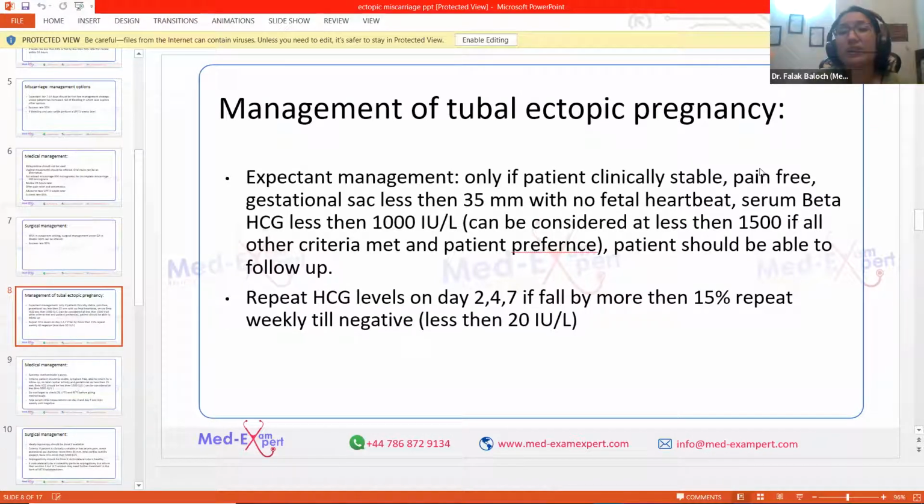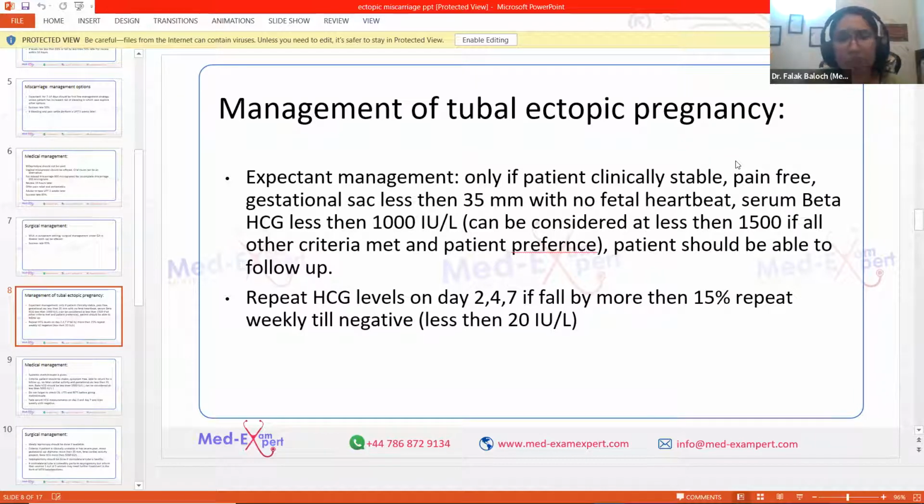The presentation of ectopic pregnancy can be highly variable. Even sometimes it can mimic UTIs or GI disturbances. It can present with even bilateral tenderness rather than unilateral. So a high index of suspicion is very important.